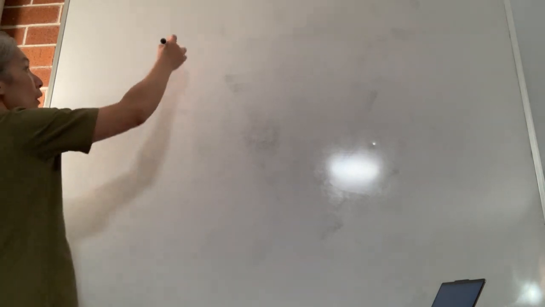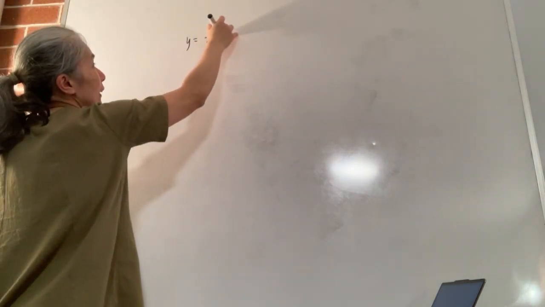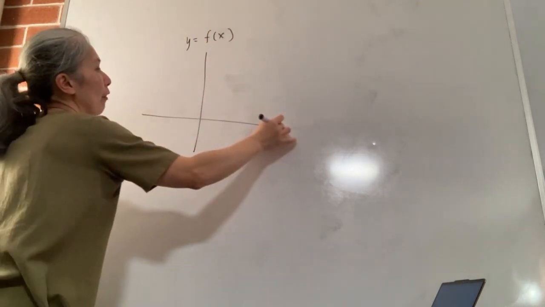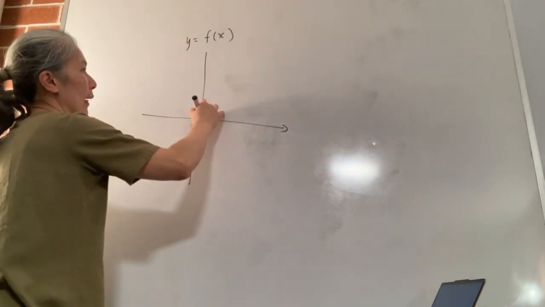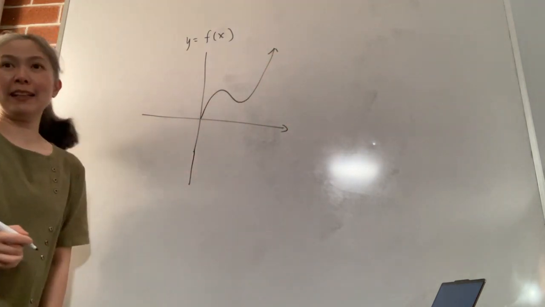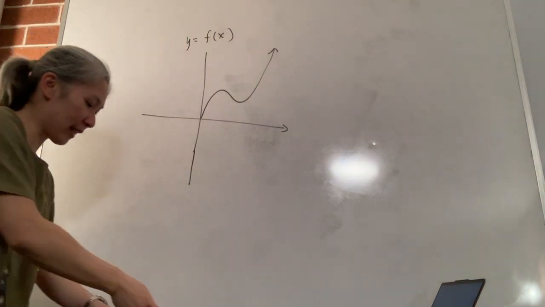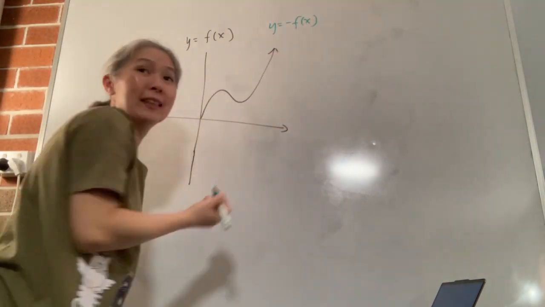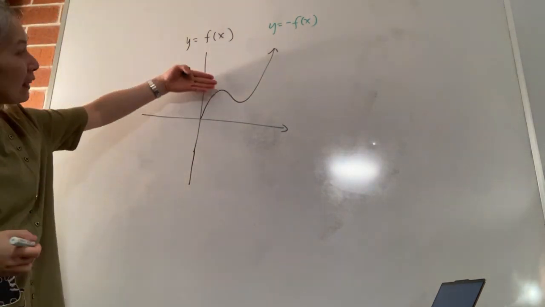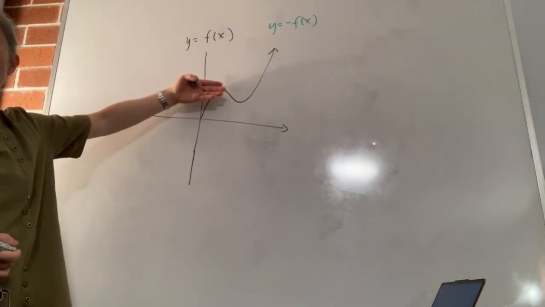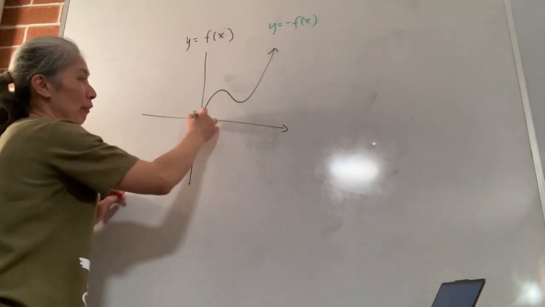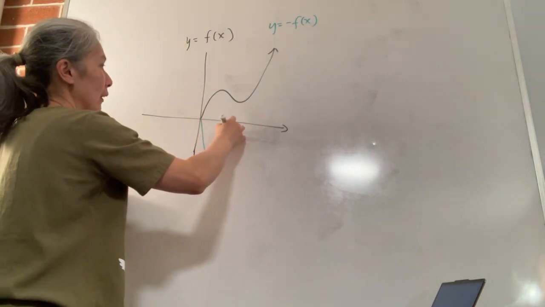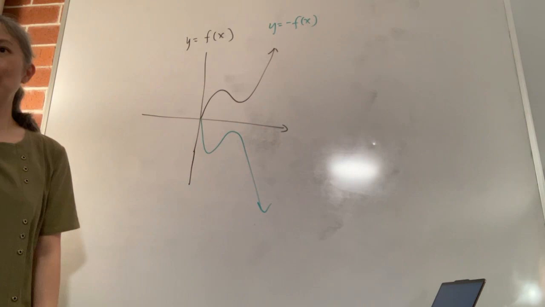Okay, the rules of sketching. So if I give you y equal to f of x, and I told you the f of x looks like that, this is my f of x. If I want you to sketch y equal to minus f of x, that means you are going to reflect this curve down on the x-axis, okay? So if you reflect it, it's going to go like this, that way.